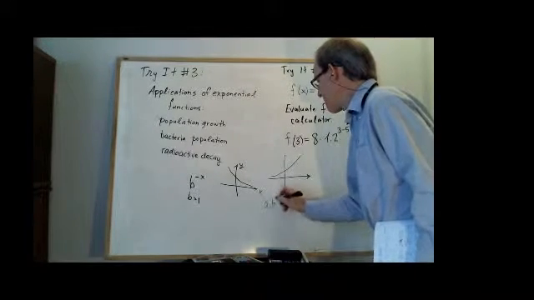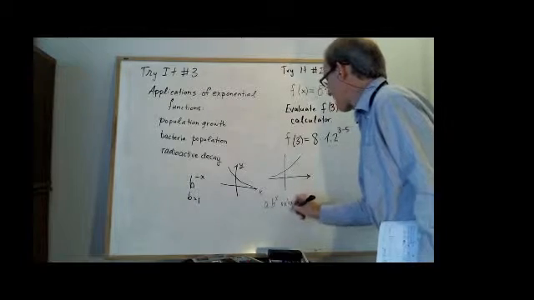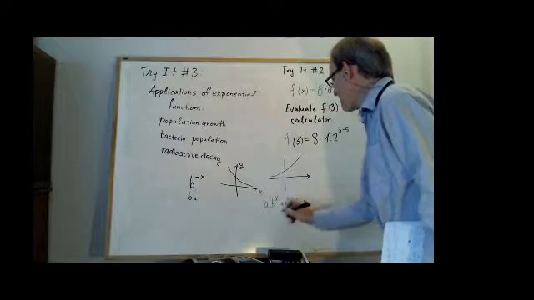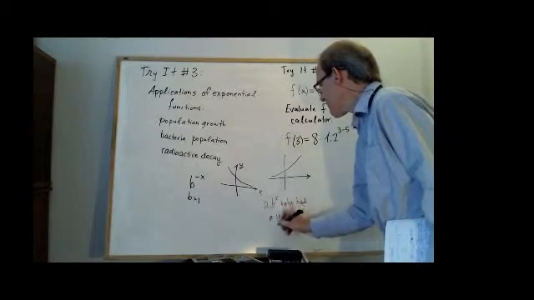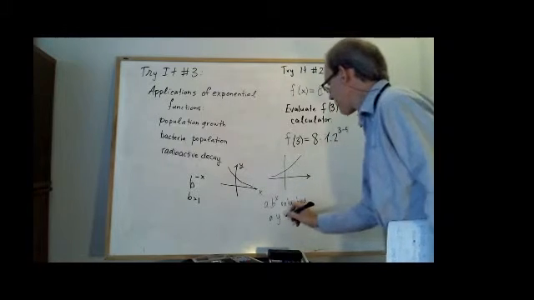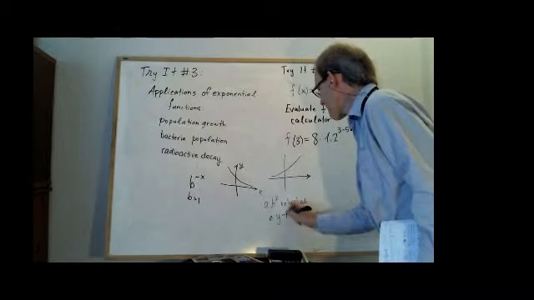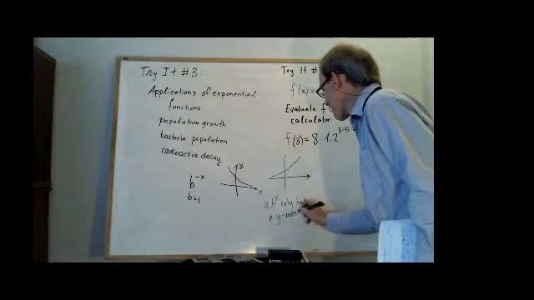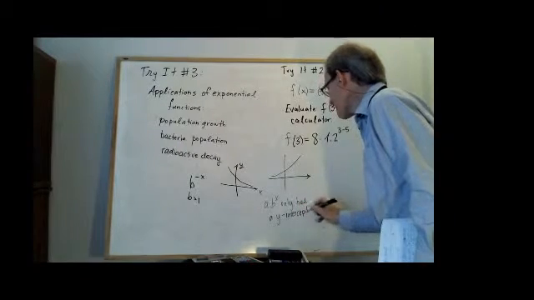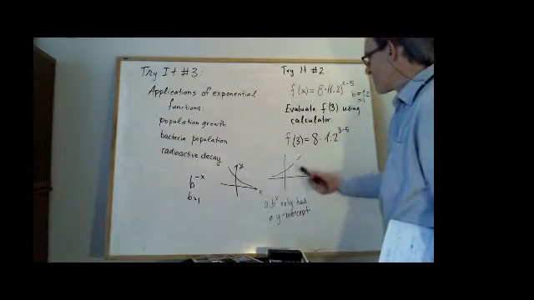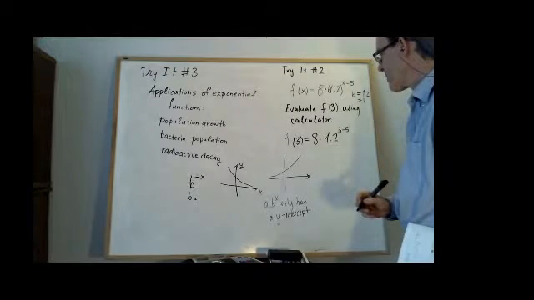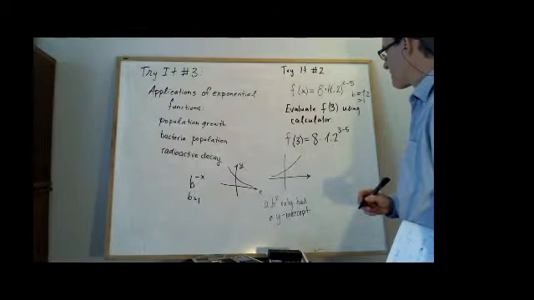So a times b to the x only has a y-intercept. And remember, it only has one because it's a function. You always get the y-intercept by plugging in x equals 0. And if it's a function, there's only one y value which results as output.